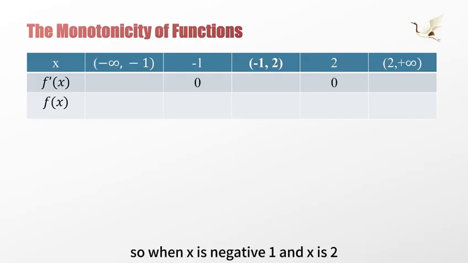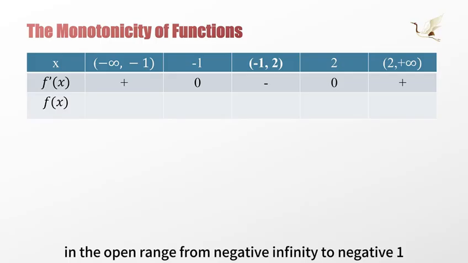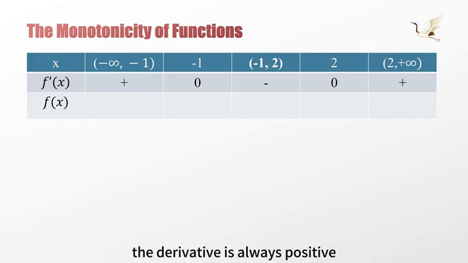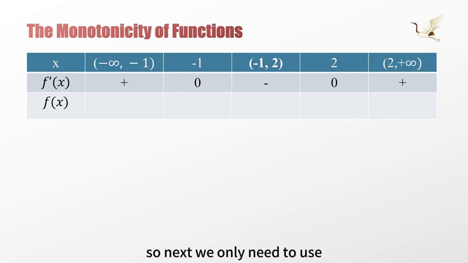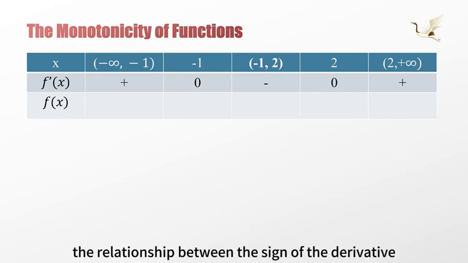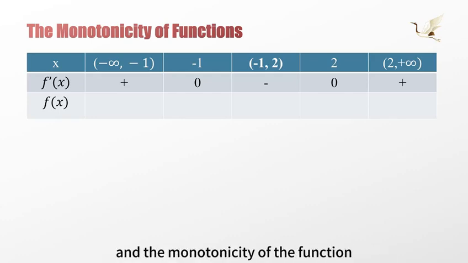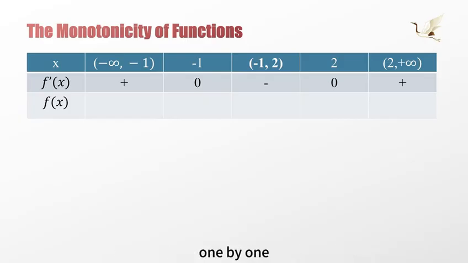So when x is -1 and x is 2, the derivative is equal to 0. And through calculation we know that in the open interval from negative infinity to -1, the derivative is always positive. In the open interval (-1, 2), the derivative is always negative. The derivative is always positive in the open interval from 2 to positive infinity. So next, we only need to use the relationship between the sign of the derivative and the monotonicity of the function to make a judgment one by one.